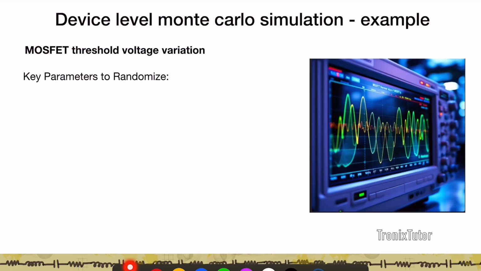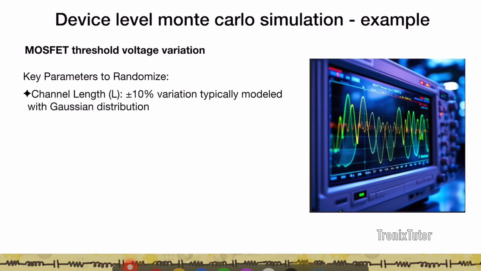So when you want to look at the variation of threshold voltage, multiple process steps can impact this threshold voltage. So a few of them I'll call out. One would be the channel length. And so one way is you can assume there's a 10% variation. Now again, process engineers go to a huge amount of effort to ensure that this variation is as low as possible.